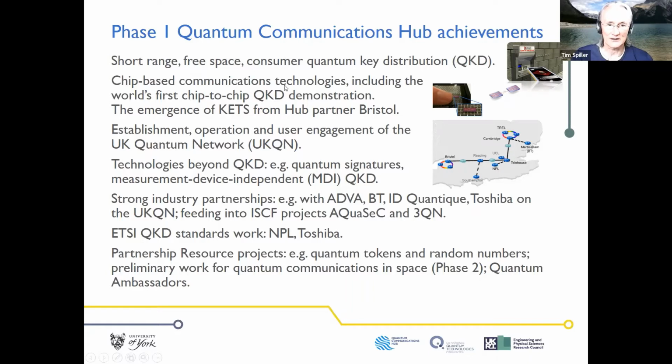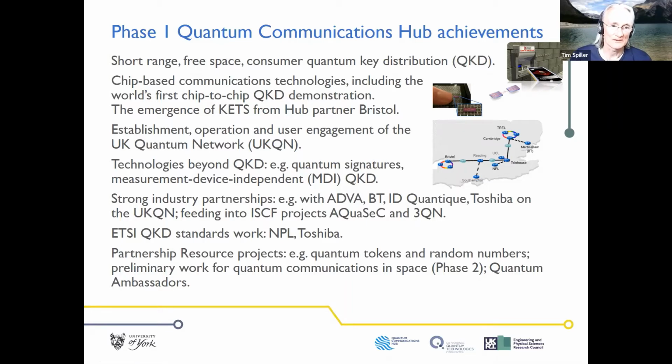We also investigated chip-based communications, because in the end, you would like both the Alice transmitter and the Bob receiver to be small optical chips that could integrate into conventional electronics and be part of technologies of all manners. You might have them installed in your computer and so on. We clearly had success there because our partner, the University of Bristol, during phase one, produced the world's first chip-to-chip QKD demonstration. Also out of Bristol, there's been the emergence of a startup, KETS, which is focused on commercializing various aspects of chip-based quantum optical technologies.